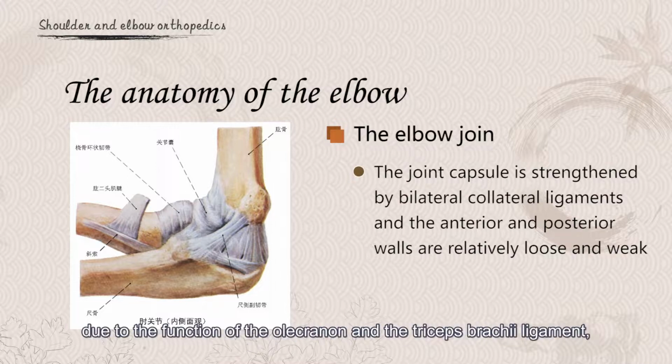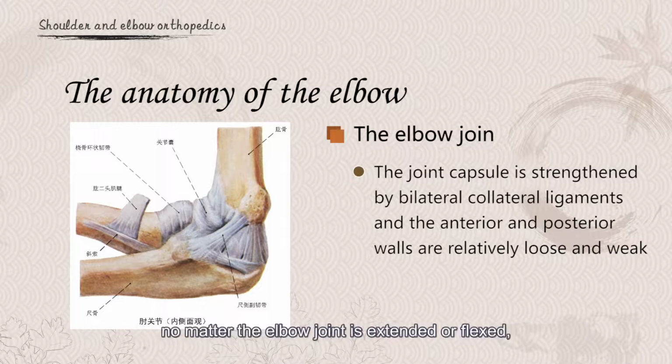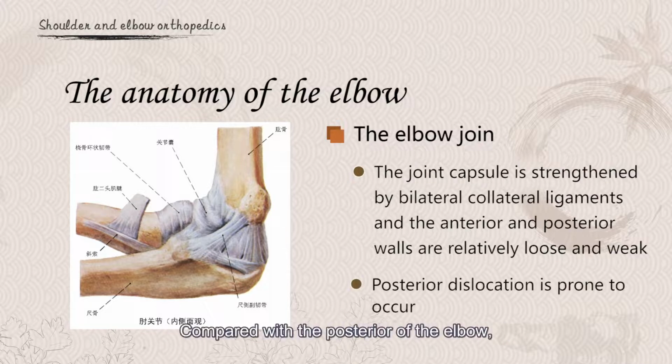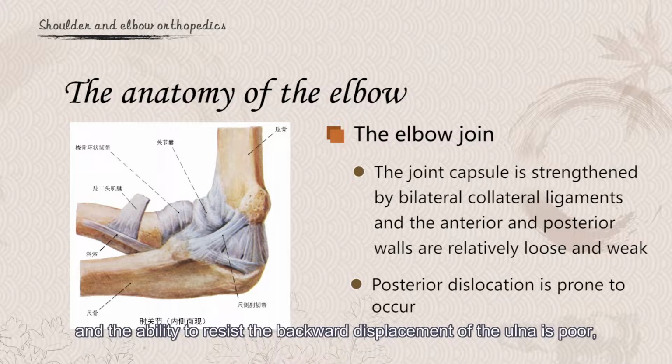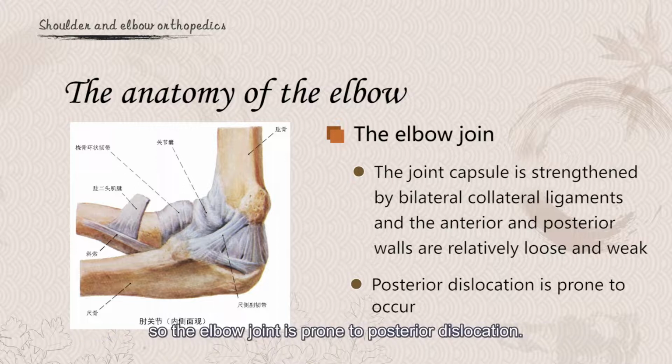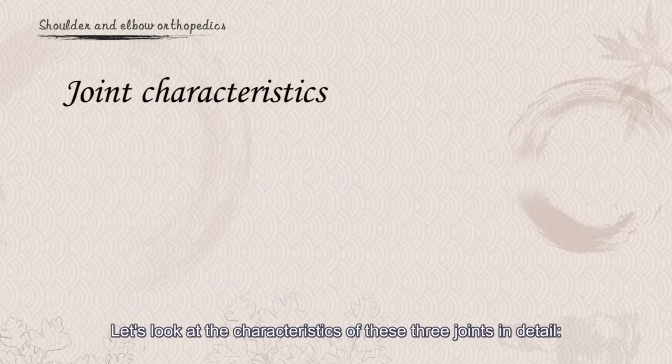Besides, due to the function of the olecranon and the triceps brachii tendon, no matter whether the elbow joint is extended or flexed, the elbow joint can be protected. Compared with the anterior of the elbow, the ulnar coronoid process and olecranon are smaller, and the ability to resist backward displacement of the ulna is poor, so the elbow joint is prone to posterior dislocation. Let's look at the characteristics of these three joints in detail.